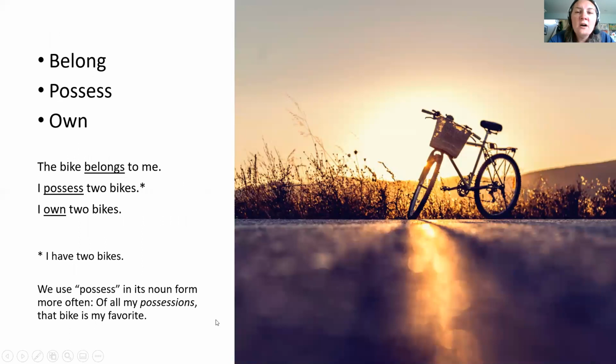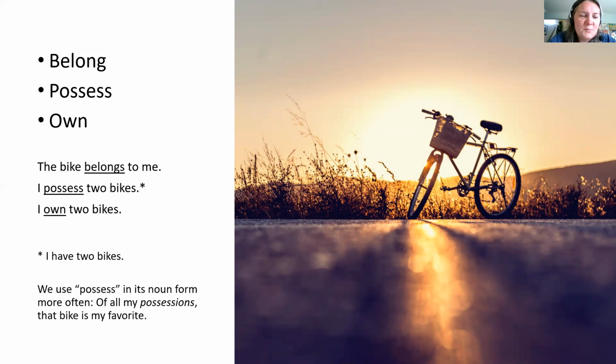And then we have belong, possess, and own. Again, a cluster of three that means something very similar. In this case, almost identical. The bike belongs to me. I possess two bikes. I own two bikes. And let's really be honest, we don't use possess hardly ever in terms of speaking. Very rarely it might be used in writing because it's so formal. If you look at that little asterisk down here, we simply say, I have two bikes. That's how we say it.